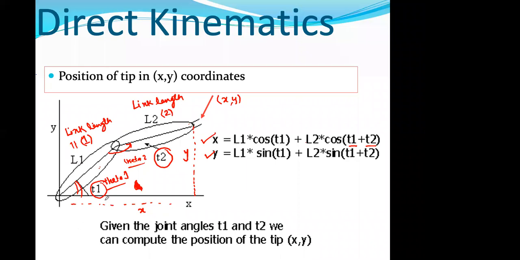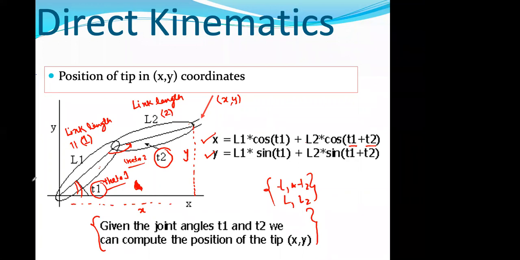So what is the ultimate aim of this slide? The ultimate aim of this slide is that when the angles T1 and T2 are given, and the lengths L1 and L2 are given, we can easily find the position of the end effector. That aspect will be called direct kinematics. So this is a two-link problem. We can have a 3-link one also.